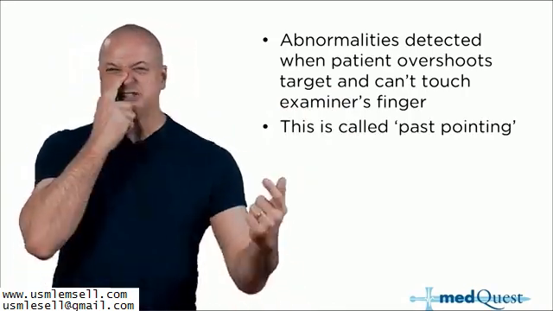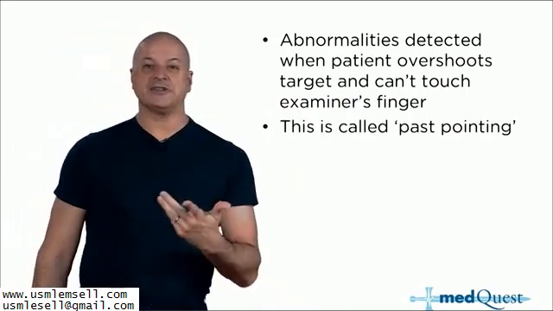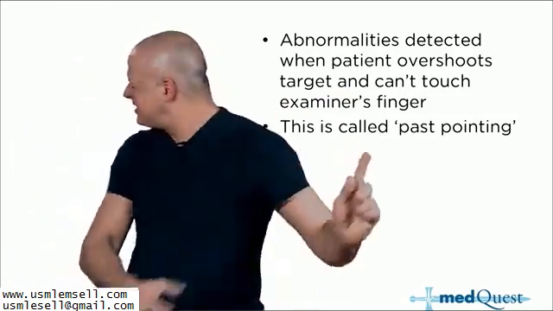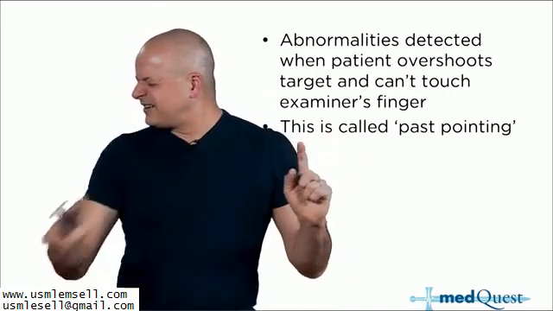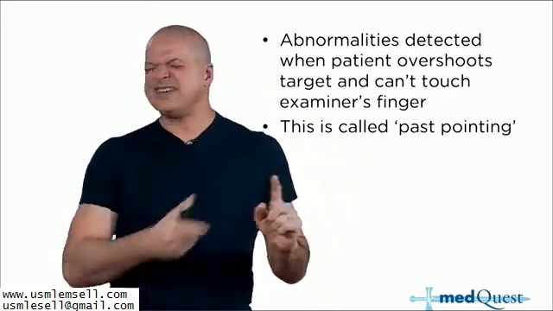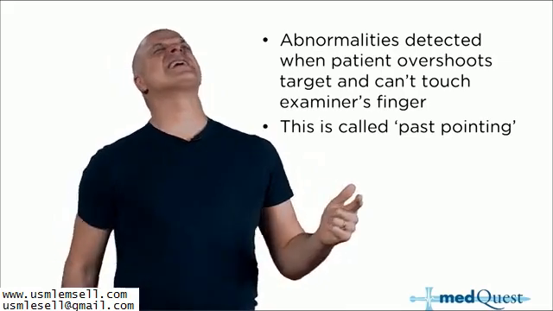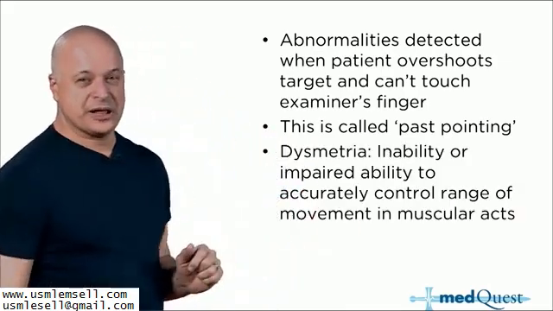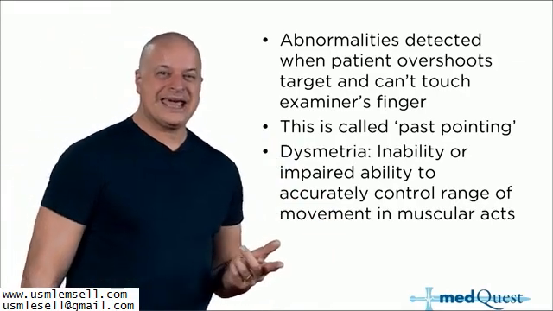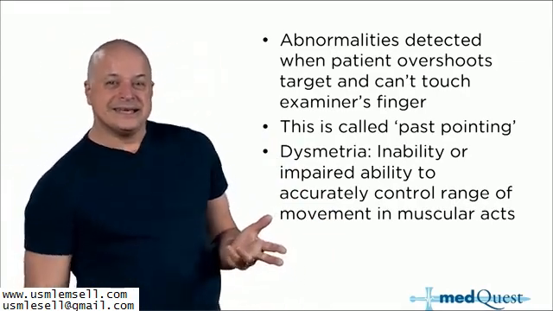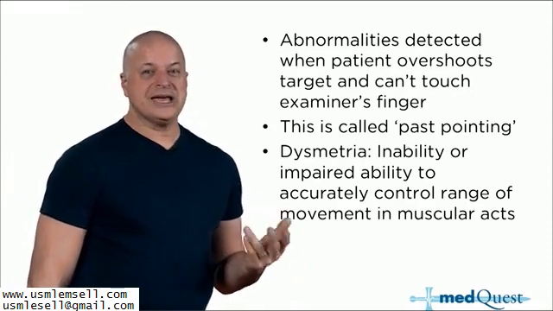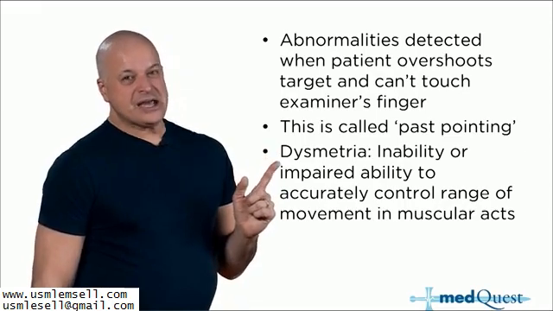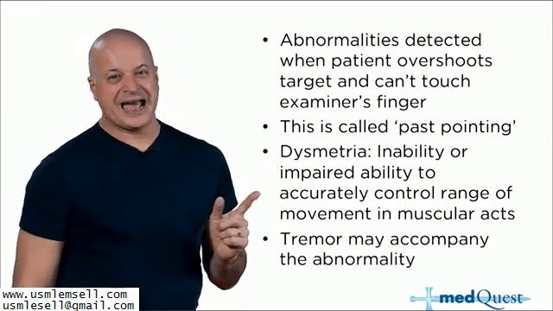And past pointing is a sign of cerebellar disorder, because with your eyes closed, you should be able to touch a finger even when not looking. When you can't control this movement, when you can't control these muscular acts, it's called dysmetria.